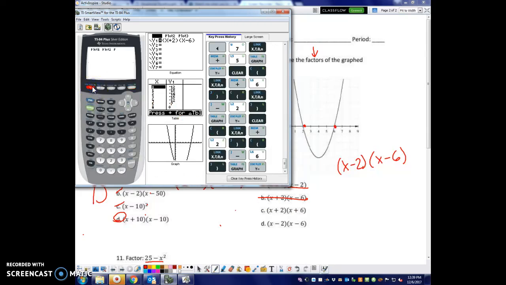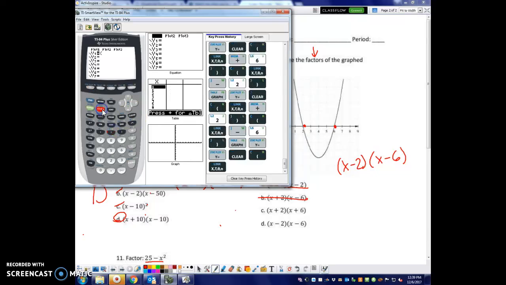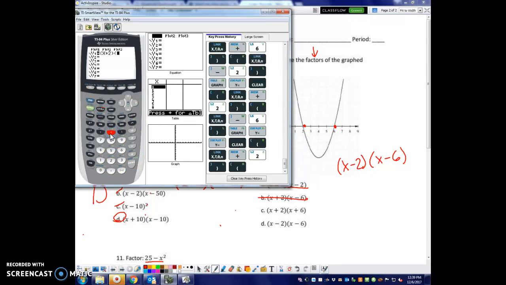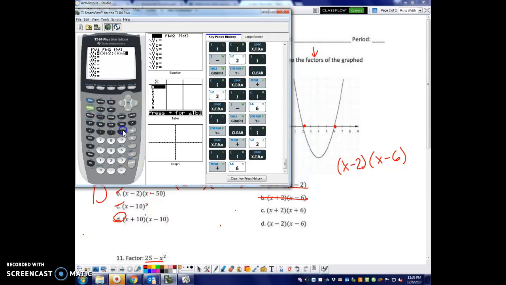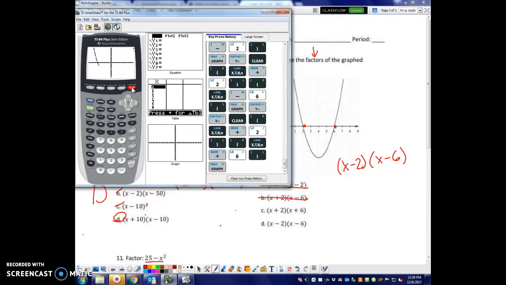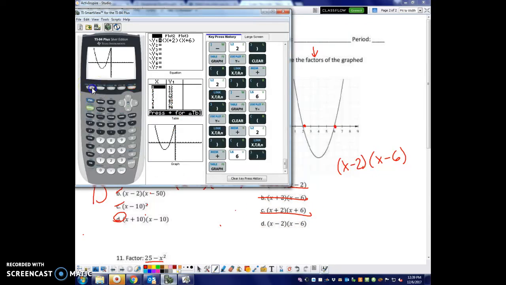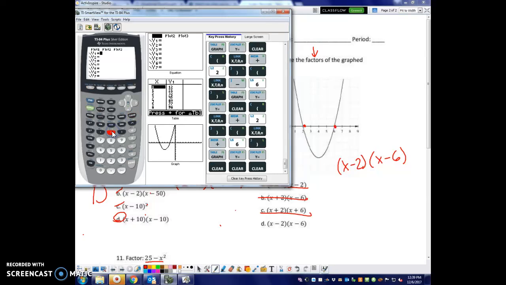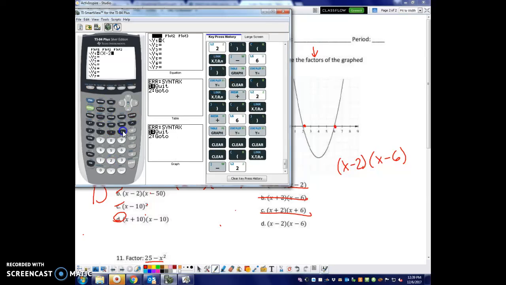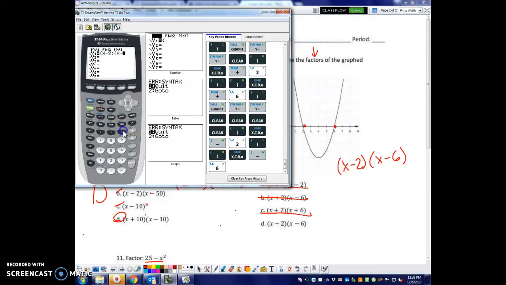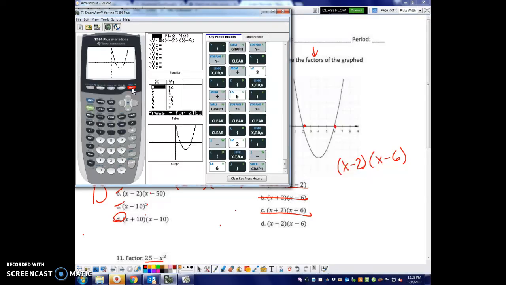C, x plus 2, x plus 6. That's the one most of you are probably going to pick. You'd be most likely to pick it because of the plus 2 and plus 6, but that's on the negative side. Does this one match ours? No. Now let's type in D. Don't just circle D. Always check. x minus 2, x minus 6. Graph. Does this graph look like our graph? Yes, it does.